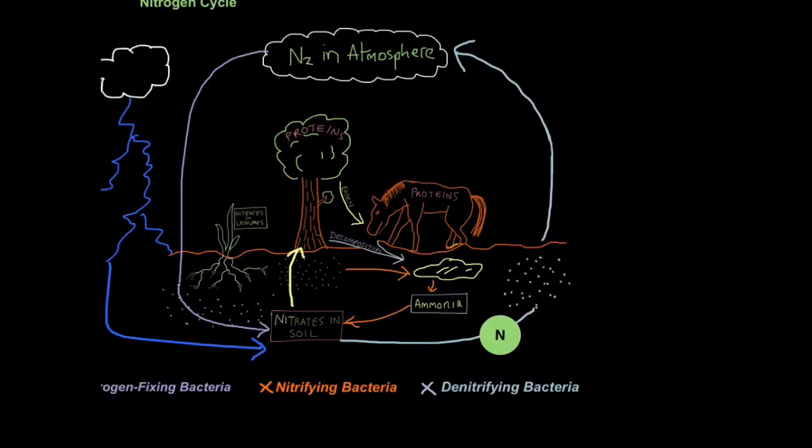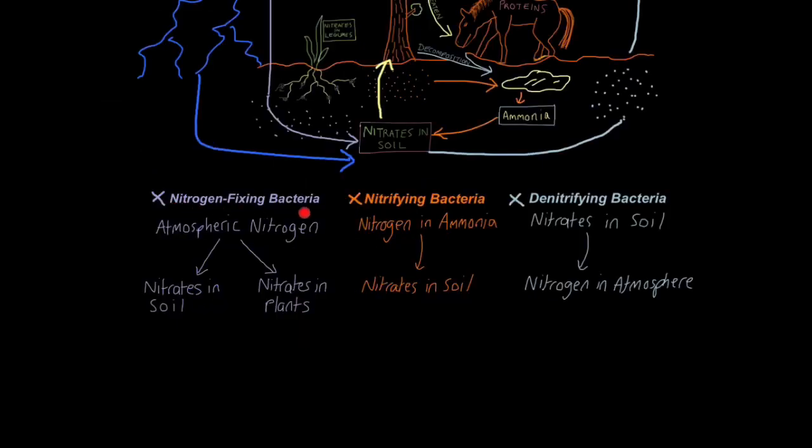And finally, denitrifying bacteria, this blue bacteria here, they will convert nitrates in the soil back into atmospheric nitrogen, so the cycle can start again. Now this may sound quite complicated and there's a lot to remember, but if you remember 3 specific things, you should be fine. Remember that nitrogen-fixing bacteria, the purple bacteria here found in the root nodules of legumes and in the soil, will convert atmospheric nitrogen into nitrates in the soil and nitrates in plants.